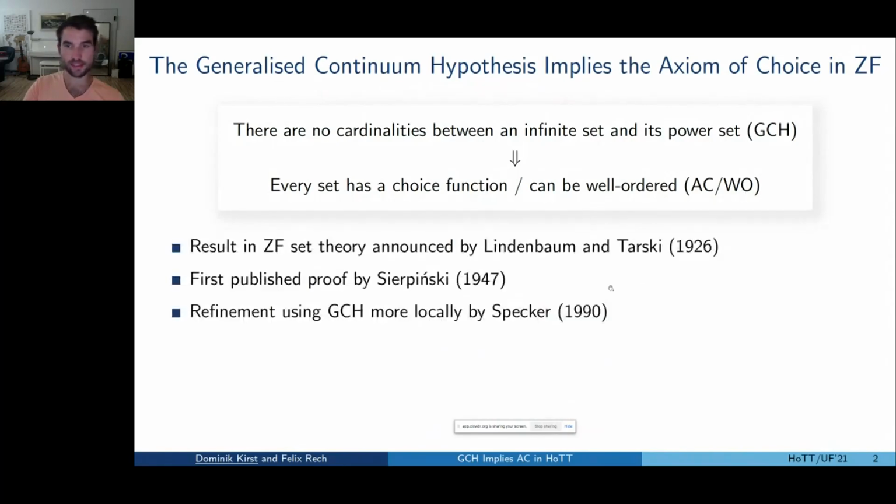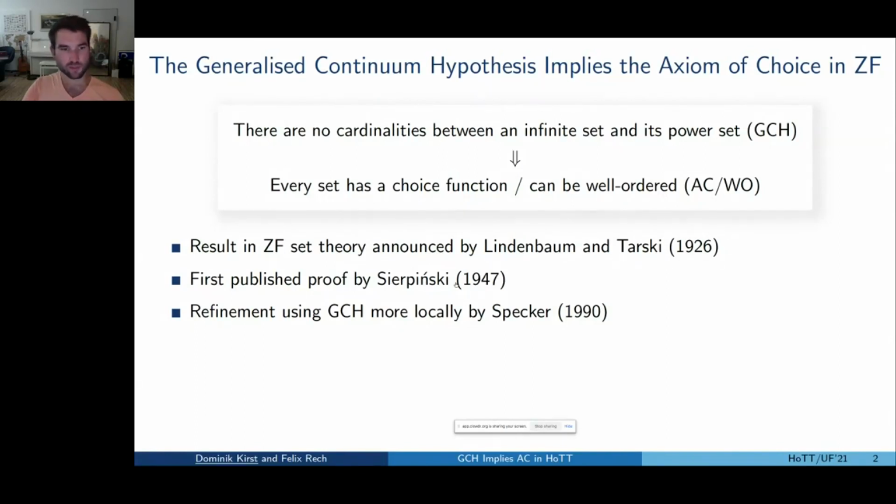And the history of this result is that it has been announced already in 1926, so in very early stages of axiomatized set theory, by Lindenbaum and Tarski. But they didn't have a proof, and the first to publish a proof was actually Sierpinski in 1947. And it seems like Gödel had the proof also before in one of his unpublished notebooks from the early 30s, but Sierpinski's proof was the first one.